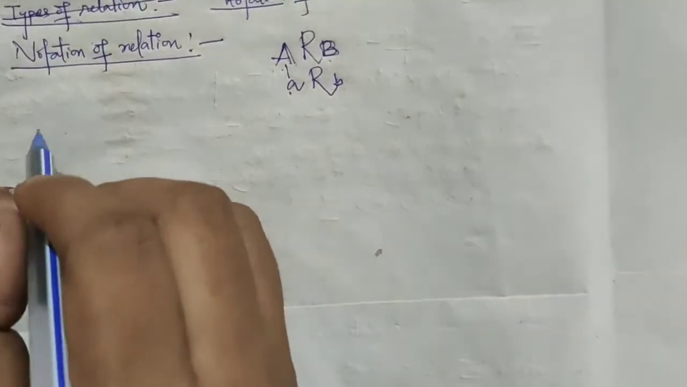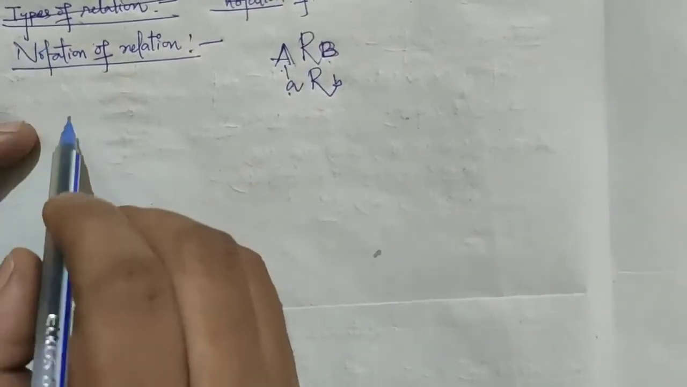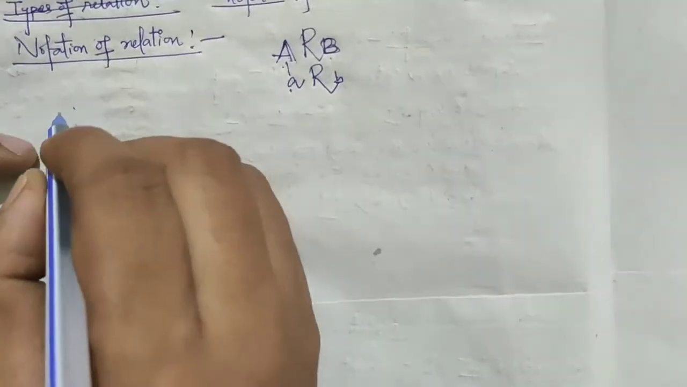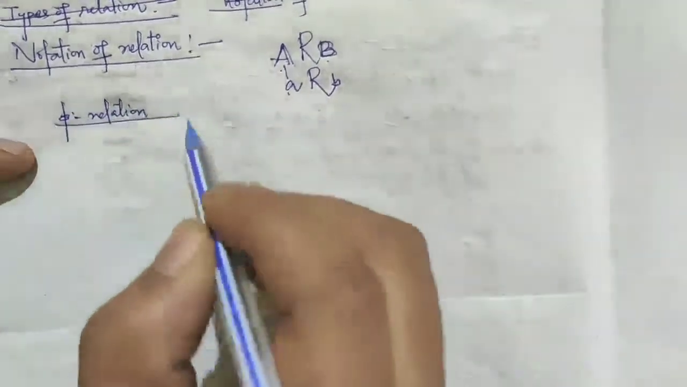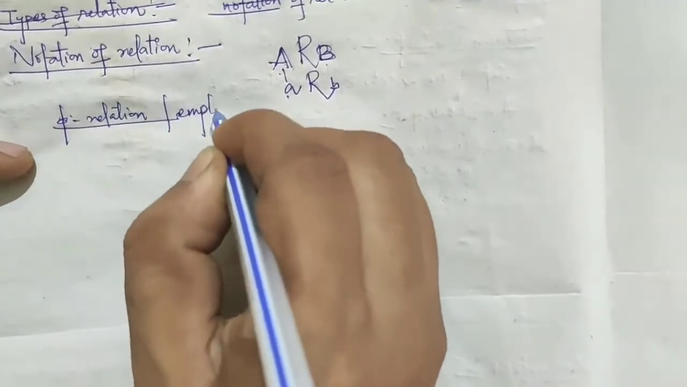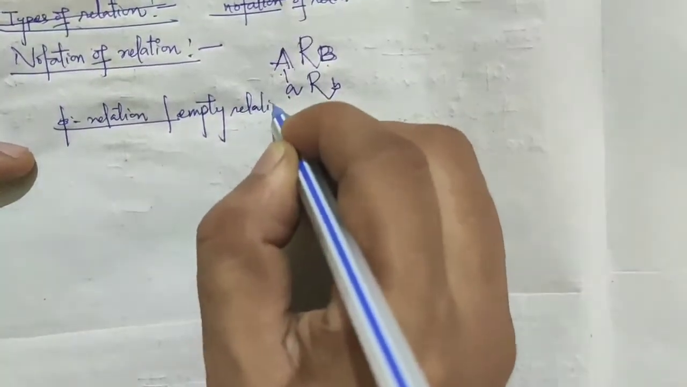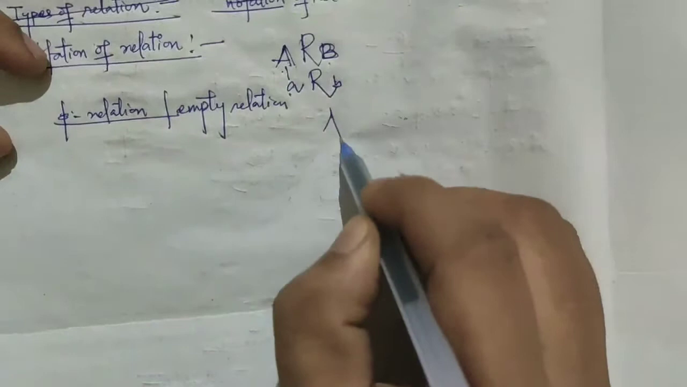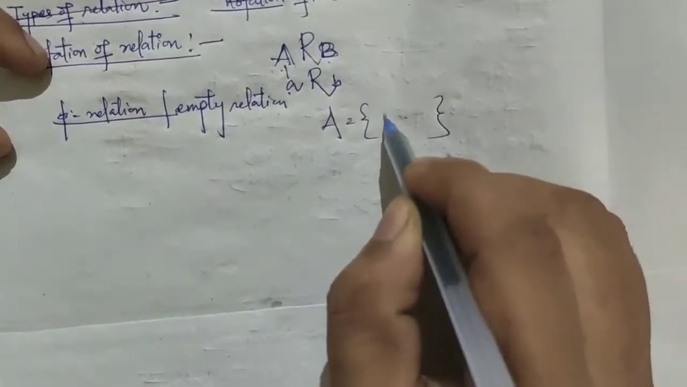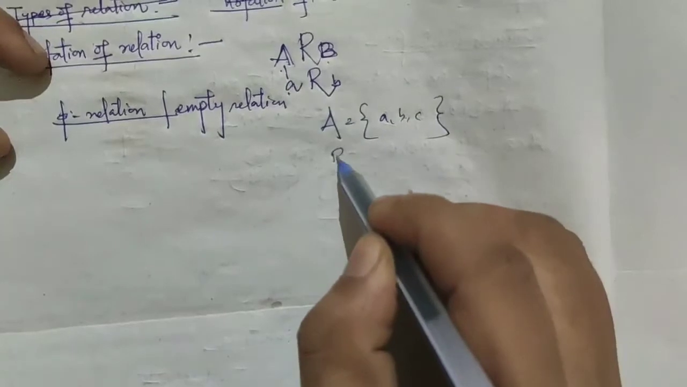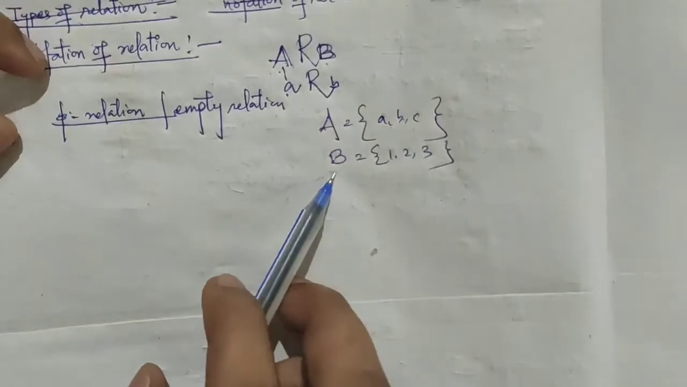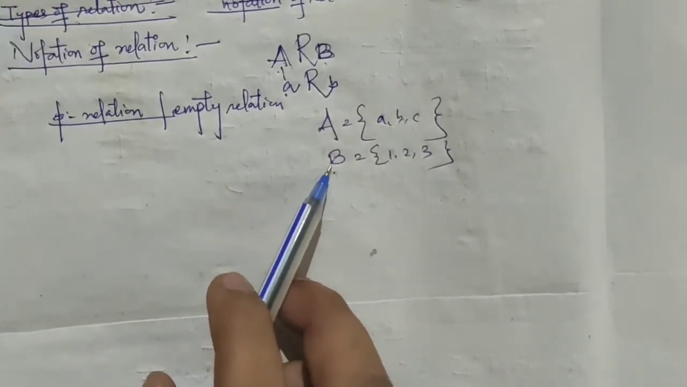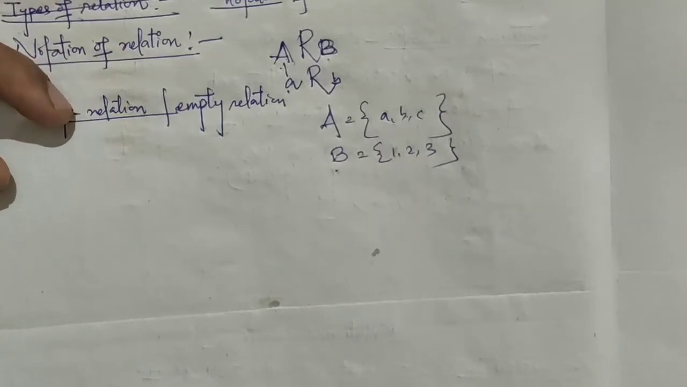There is a kind of relation which is very special, that is the phi relation. Phi relation means empty relation. What is an empty relation? If set A has some elements like a, b, c, and set B has some elements 1, 2, 3, and there is no relation from set A to B, then that kind of relation is called an empty relation.